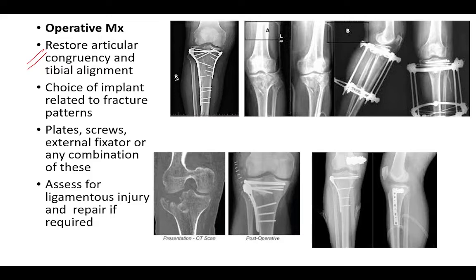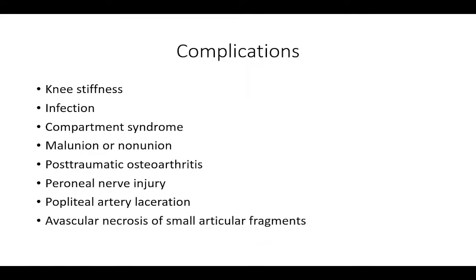The choice of implant is dictated by the fracture patterns and can be either plates and screws, external fixator like an Ilizarov fixator, or a combination of these. Here you can see a combination of a plate and screw fixator. Here you can see a plate only. We must assess for ligamentous injury and repair if required.